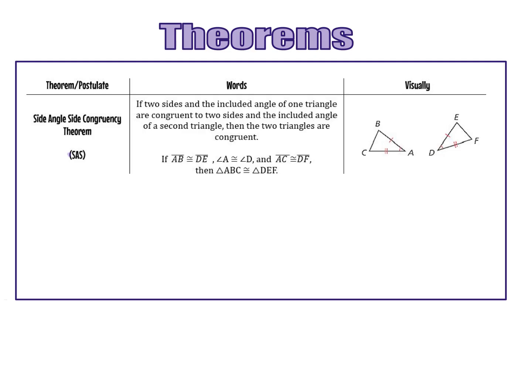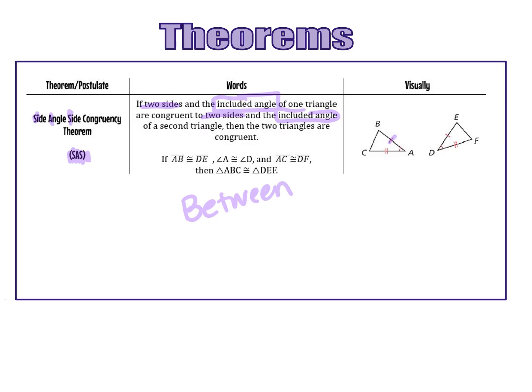So let's start there. The side-angle-side, which we're going to abbreviate SAS, congruency theorem says if two sides, and the included angle, we're going to talk about what that means, of one triangle are congruent to two sides and the included angle of another triangle, then the two triangles are congruent. So included really is sort of a fancy word for between. It needs to be touching both of those two sides.